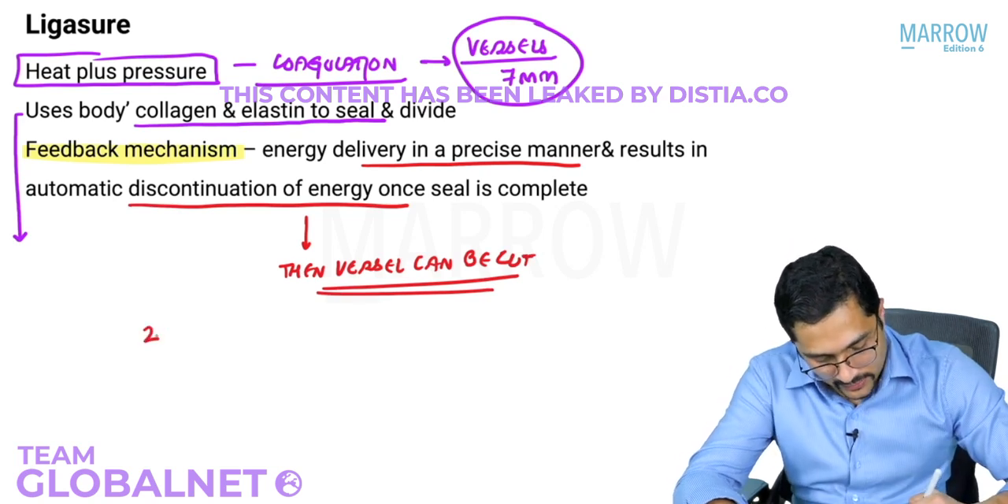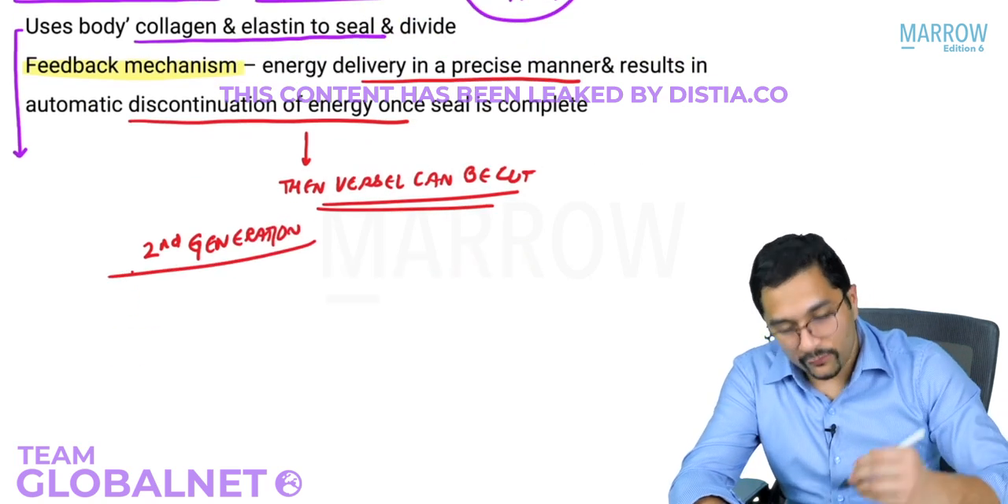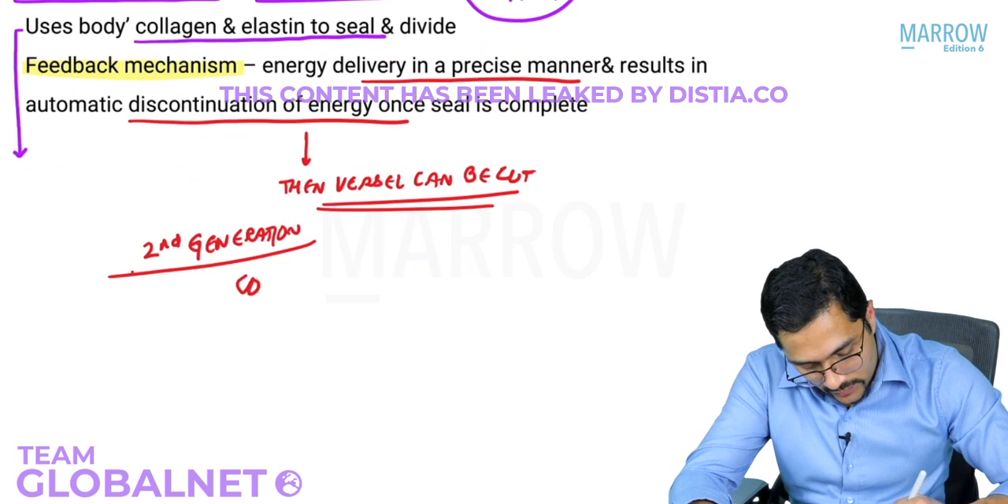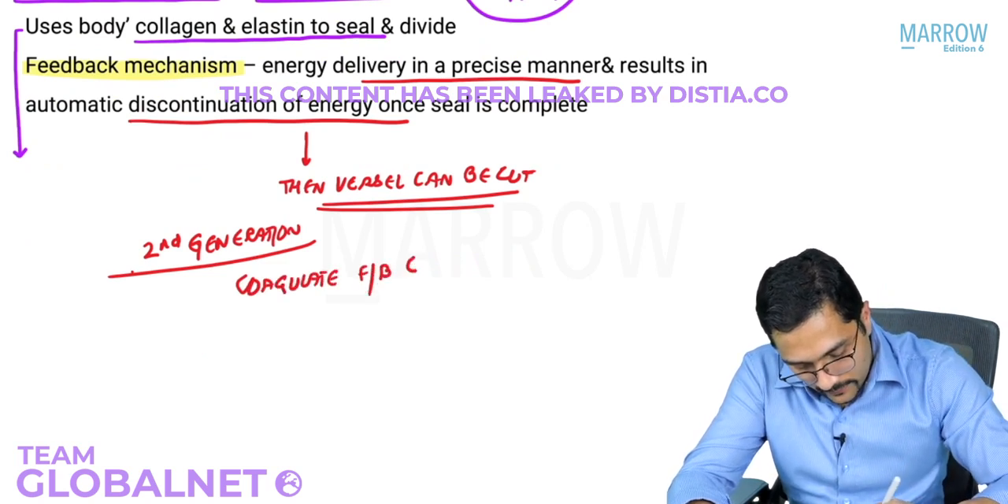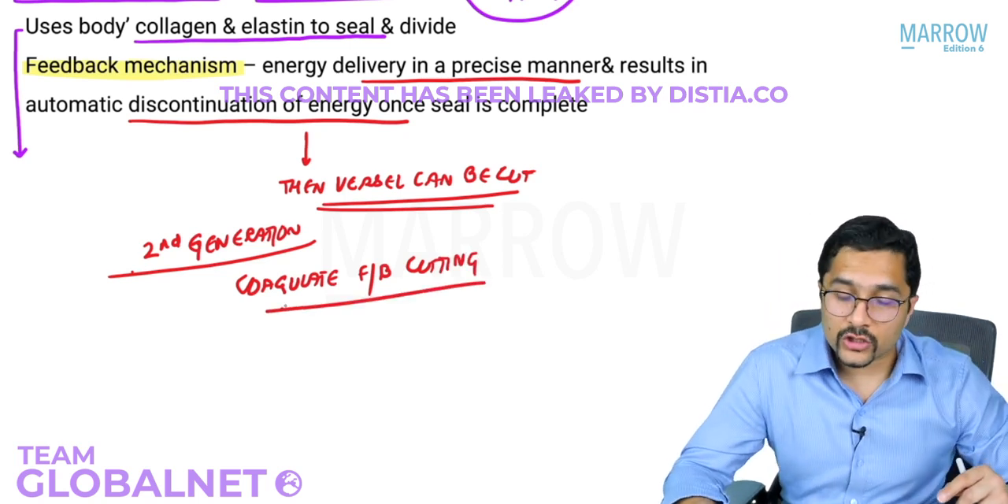And in second generation Ligasures, there can be cutting and there can be coagulation. First it will coagulate, followed by cutting. Right? So that is regarding Ligasure.